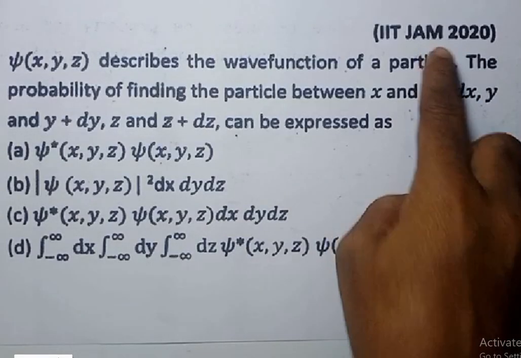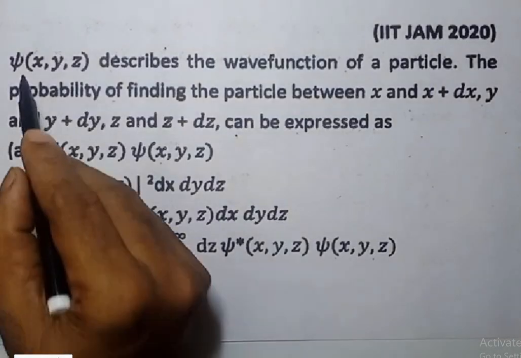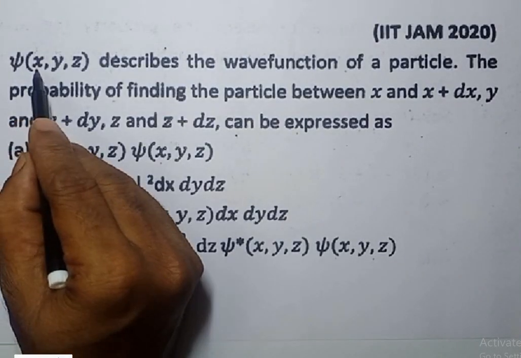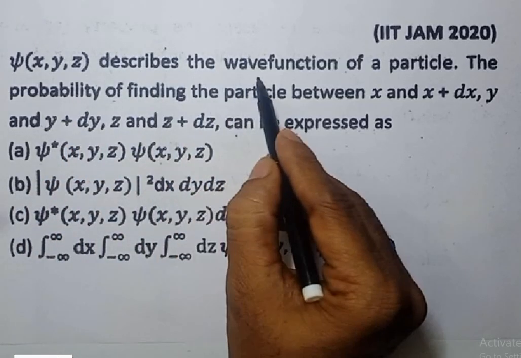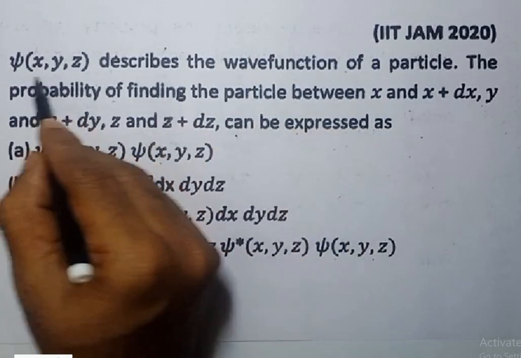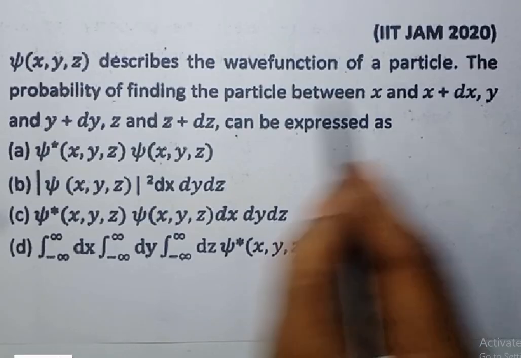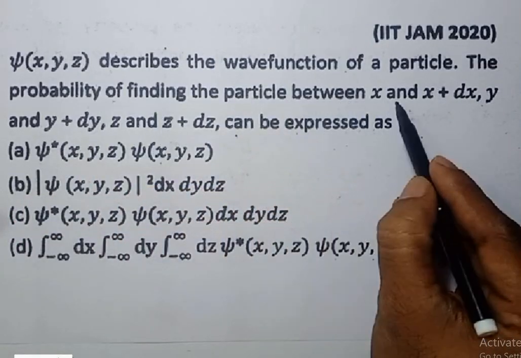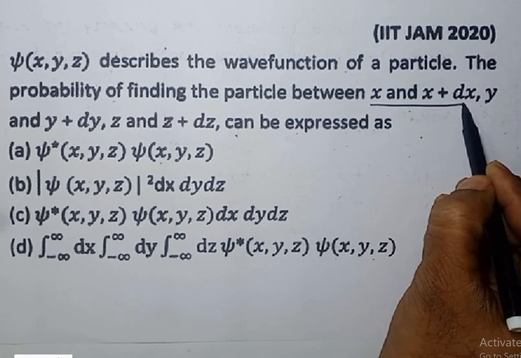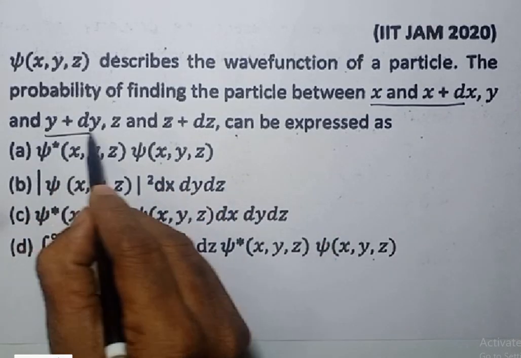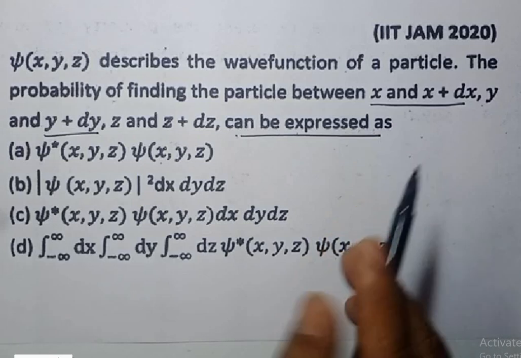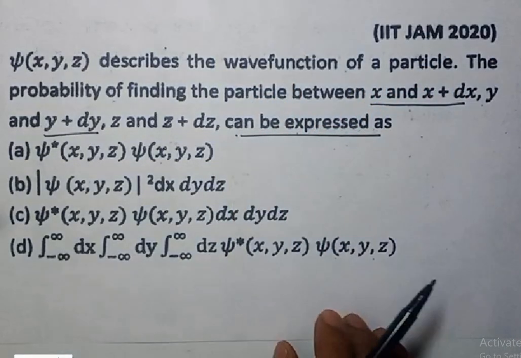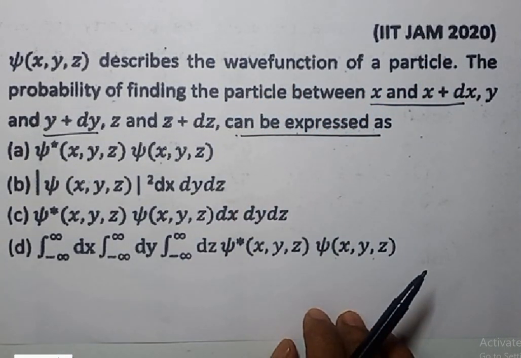This question appeared in 2020 IIT-JAM. Psi is a function of x, y, z coordinates. It describes the wave function of a particle. So psi is the wave function of a particle. The probability of finding the particle between x and x plus dx, y and y plus dy, and z and z plus dz can be expressed as what? How to express the probability? Try to answer this question.